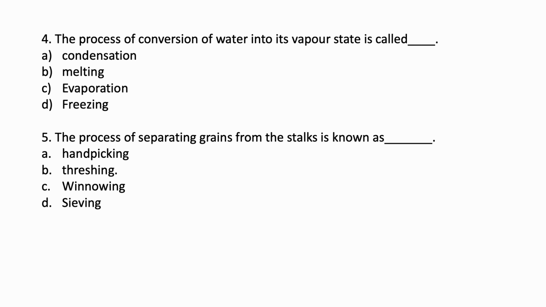The process of conversion of water into its vapor state is called option A condensation, option B melting, option C evaporation, option D freezing. Correct answer is evaporation. Evaporation is the process of conversion of water into its vapor state. The process of separating grains from the stalks is known as option A hand picking, option B threshing, option C winnowing, option D sieving. Correct answer is option B threshing.